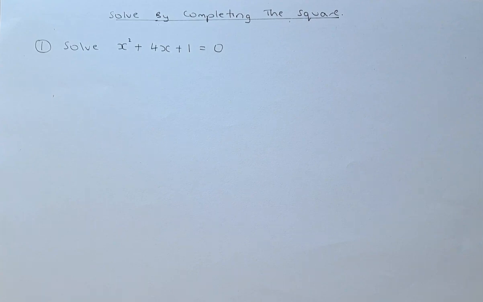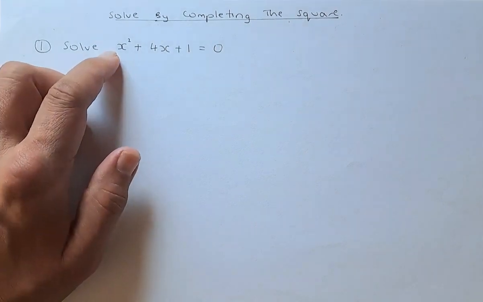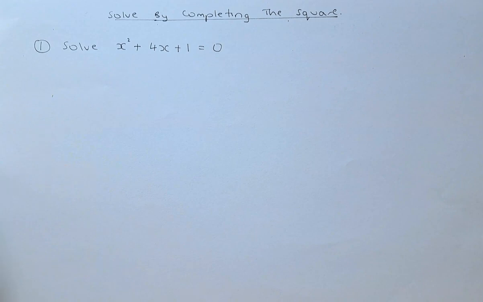So to solve by completing the square, it's important that the coefficient of x squared has to be 1. Okay, in our case we are lucky. In this case the coefficient is 1, so that makes our life easier.